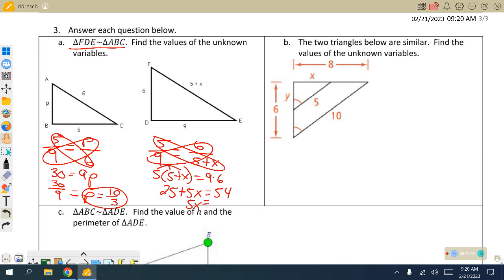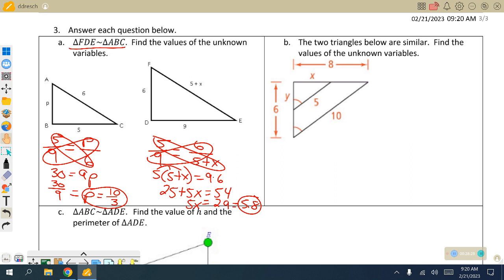54 minus 25 is what? 29. And when you divide, it gives you a decimal, but a nice decimal. 29 divided by 5 is what? Somebody get 5.8? Okay. 5.8.